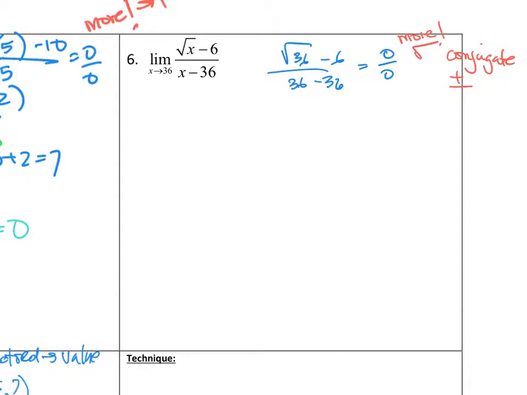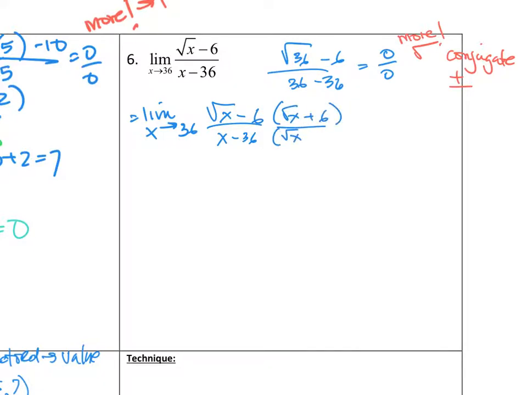So here is what we would have. We're going to be taking that limit as x goes to 36. So what we end up having is the square root of x minus 6 over x minus 36, multiplied by the conjugate in the numerator and denominator. So let me just highlight real quick what we did there. Do you see how that was a negative? The square root of x minus 6, our conjugate, those are going to be pluses.